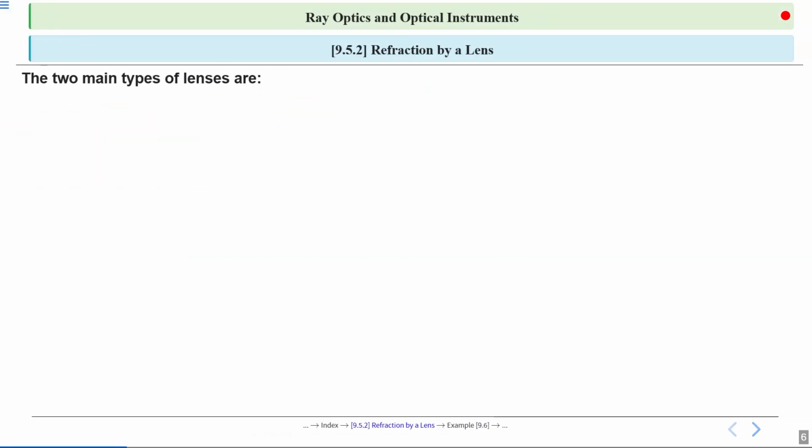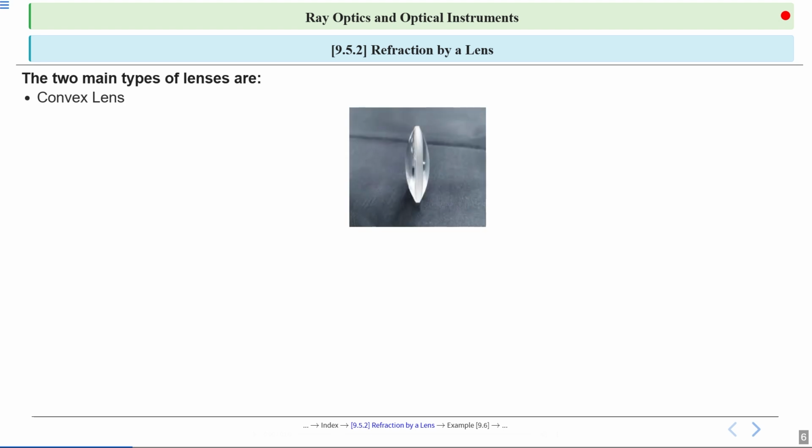So the two major types of lenses are, first, the convex lens. As you can see in the diagram, what is the appearance of the convex lens? It is thicker at the middle and thinner at the edges. You can see it is a side view of the lens. Okay, so it is thick in the middle and thinner at the edges. It is a convex lens. You can also experience the thicker middle part in a magnifying glass.